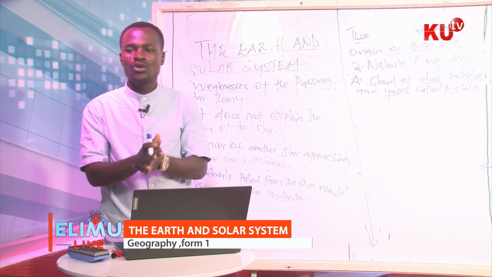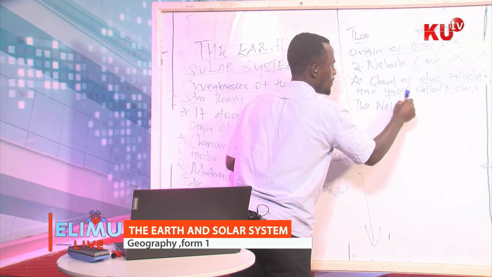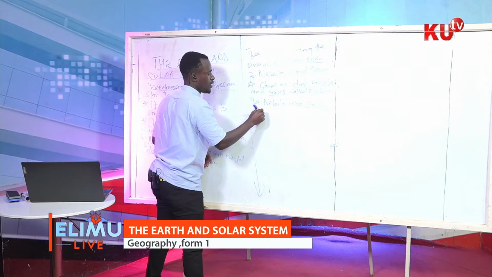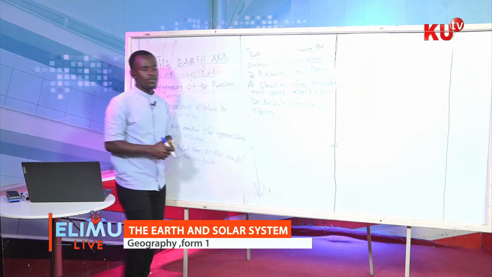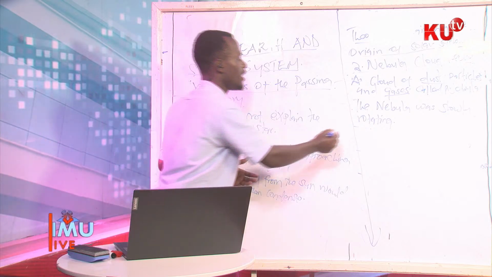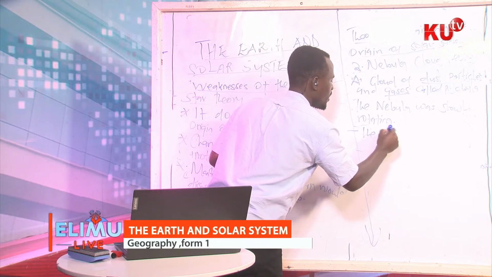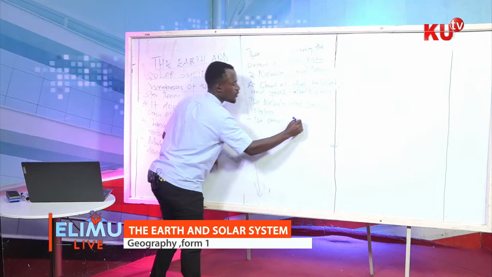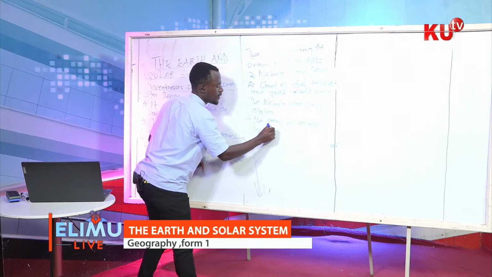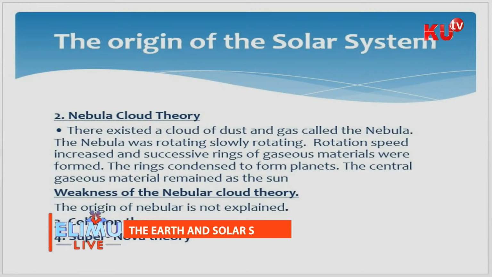Now, this nebula was slowly rotating. As time went by, the speed of rotation increased. The speed of rotation increased, leading to the formation of successive rings.